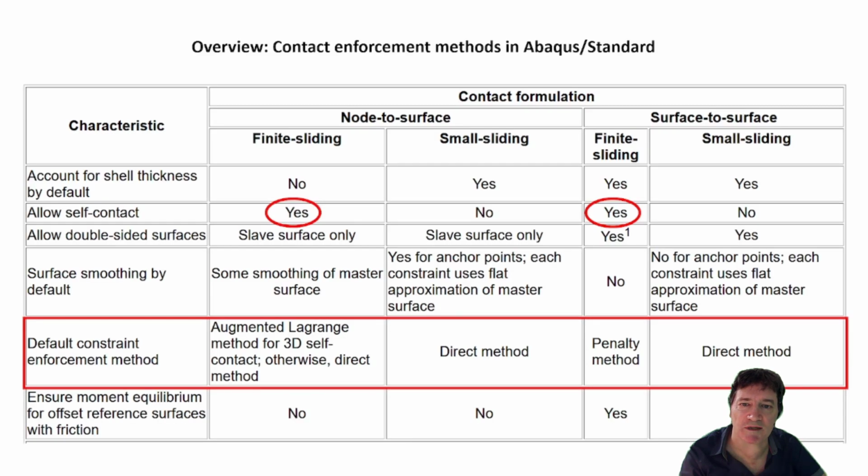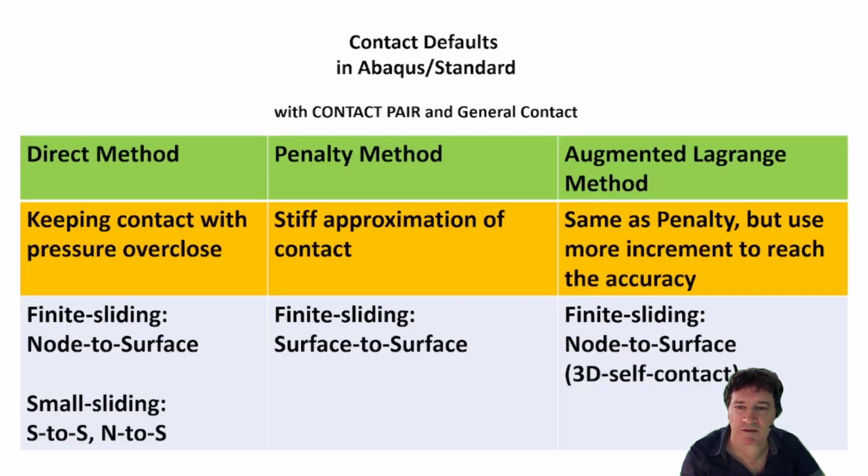If you look in the documentation about the contact methods, you will find a table about the contact formulations. I want to discuss the red highlighted area over the different contact formulations. The most used contact is finite sliding. Small sliding is needed to define an equal distance between the contact pairs. The direct method is used for contact pair type node-to-surface and keeps contact always with pressure overclosure. Please note that node-to-surface is default in contact pair.